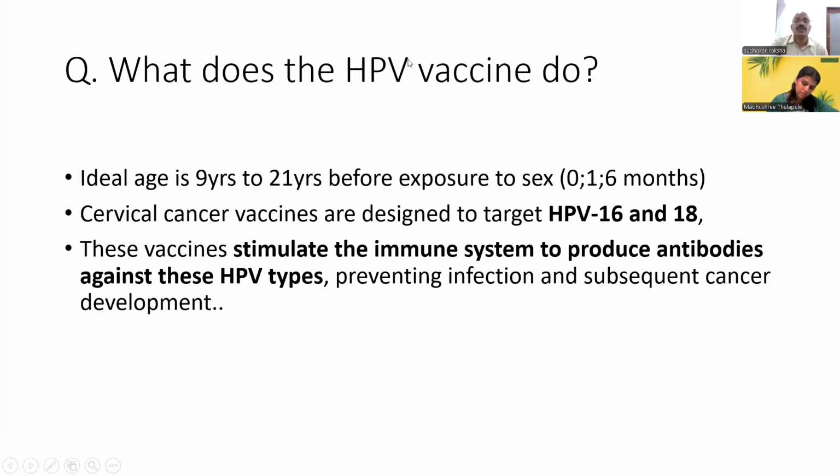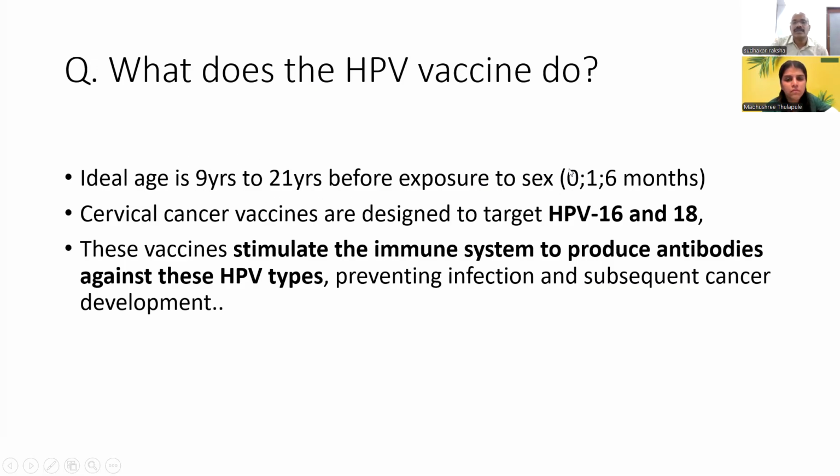So what does the HPV vaccine do? The ideal age for HPV vaccination is even before sex, 9 to 21 years. This is the best age. But it can be taken up to 45 years. After 45 years, no use. The HPV vaccine must be given between 9 to 21 years.